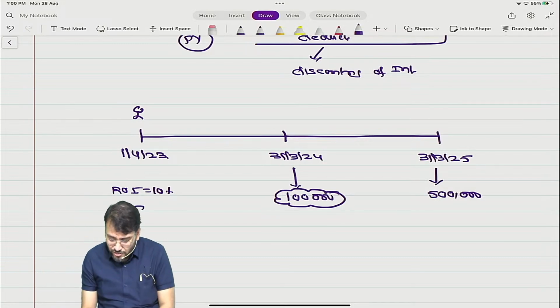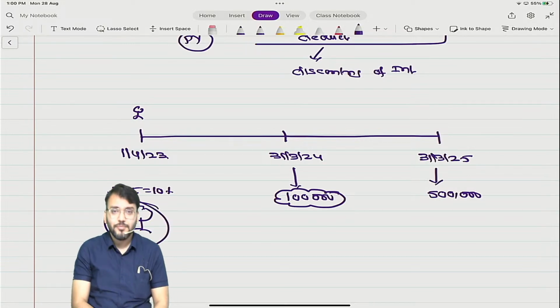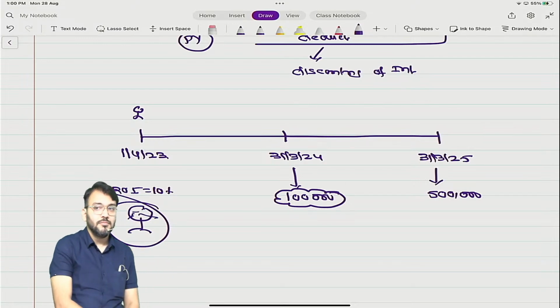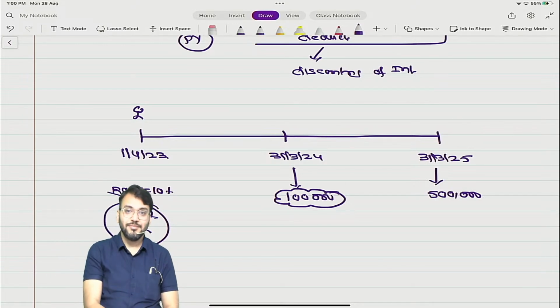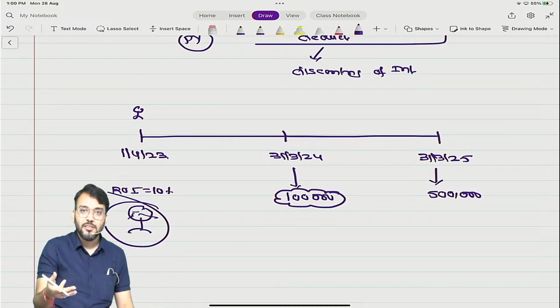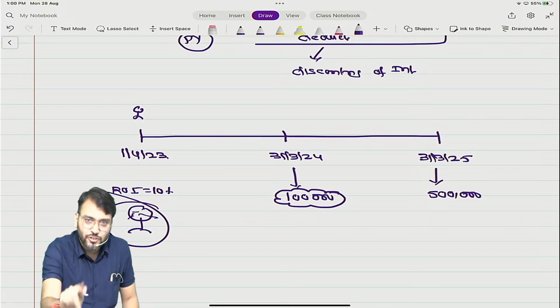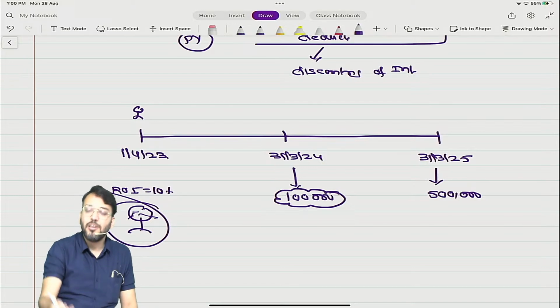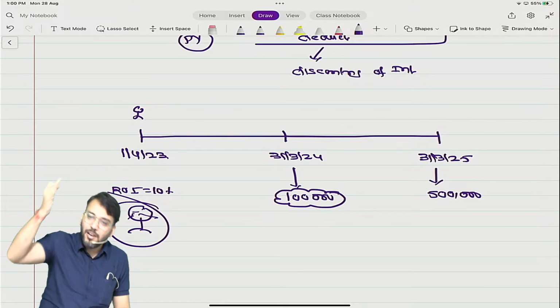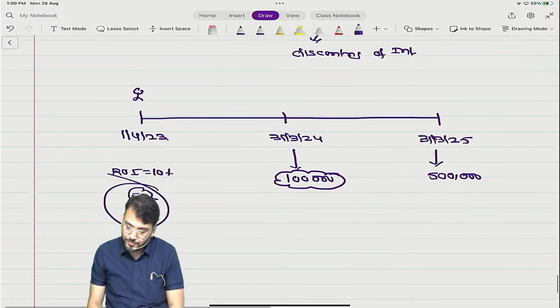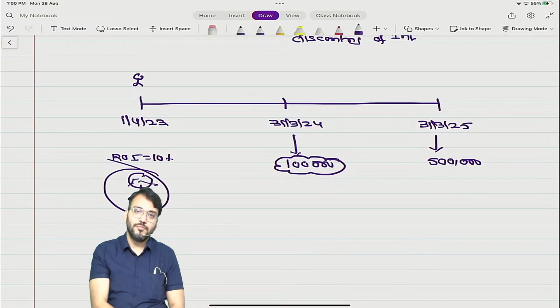But you want, sir, give me the entire amount right here. We have a contractual agreement that I will pay you 1 lakh at the end of 1st year and 5 lakh at the end of 2nd year. But you say, I want money right now, sir. But how much will I pay? Calculate. Now, 2-time calculation, so 2-time discounting.